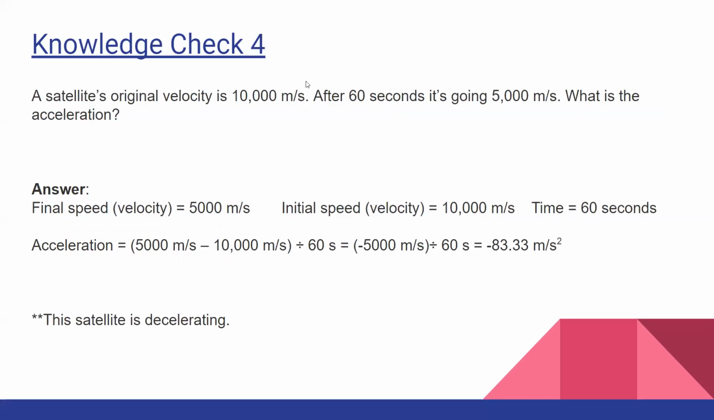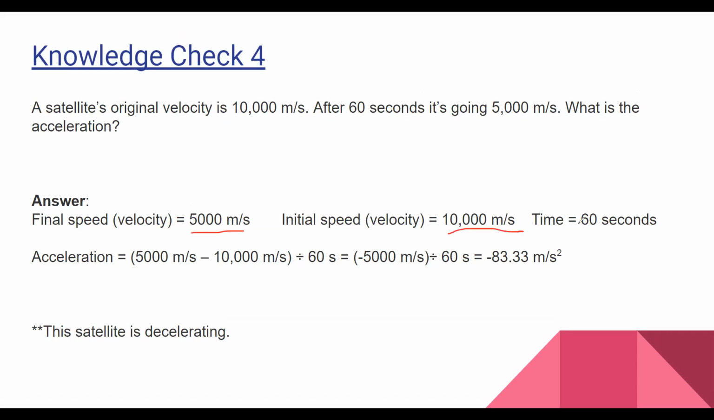A satellite's original velocity is 10,000 meters per second. After 60 seconds, it's going 5,000 meters per second. What is the acceleration? We can say that the final speed is 5,000 meters per second, and the initial speed is 10,000 meters per second from the problem. And we know it takes 60 seconds to slow down. So you can do the same thing. Make sure to put 5,000 meters per second as your final velocity. The order matters here because it's subtraction. 5,000 minus 10,000 and then divide by 60 gives you negative 83.33 meters per second squared.